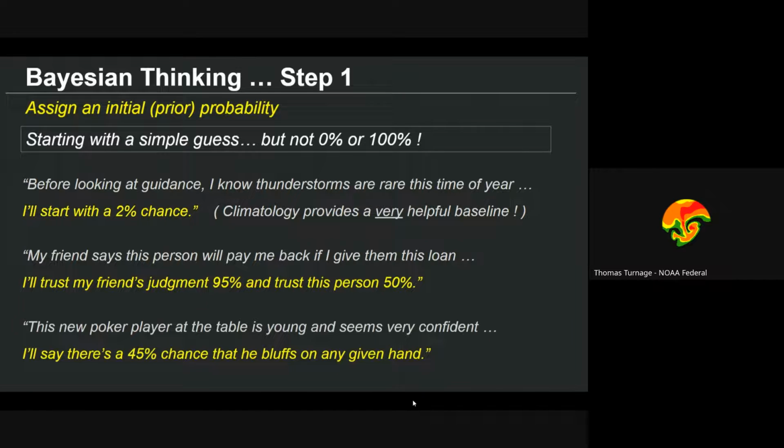And here's yet another example, tipping the hat to poker. So I've got an example here of a young, swagger type of poker player, and we'll just say initially there's a 45% chance that he's going to bluff on any hand, which is definitely more than average.